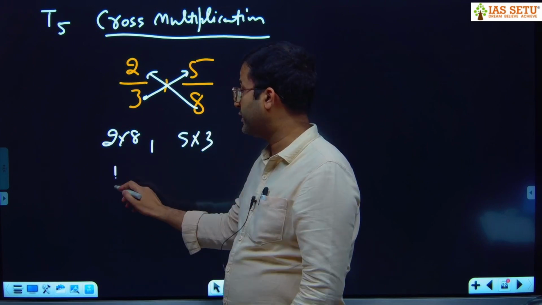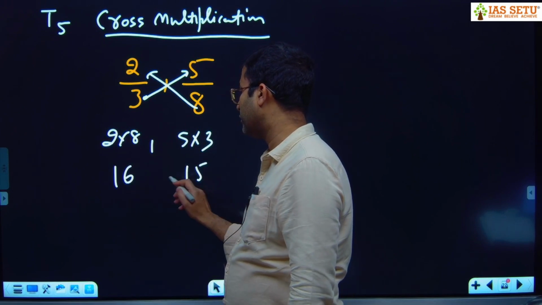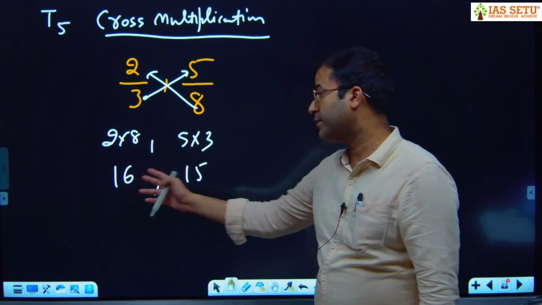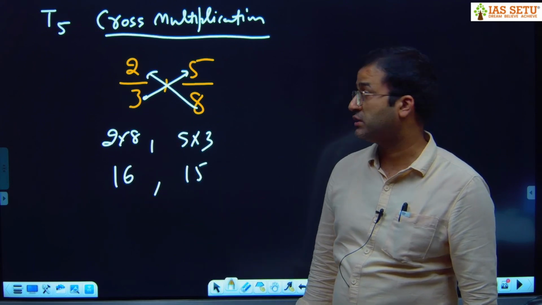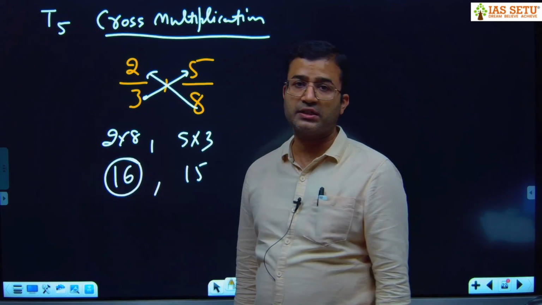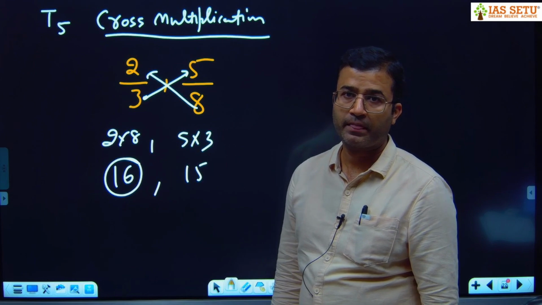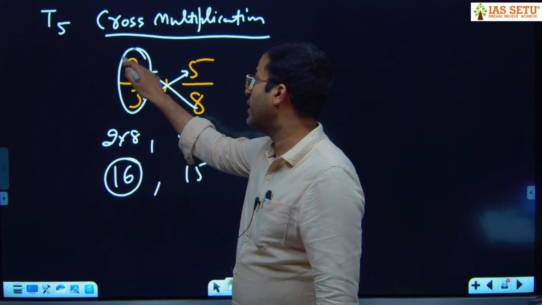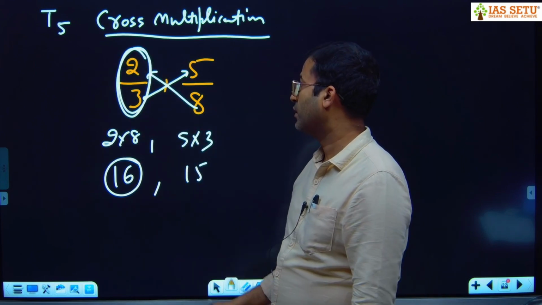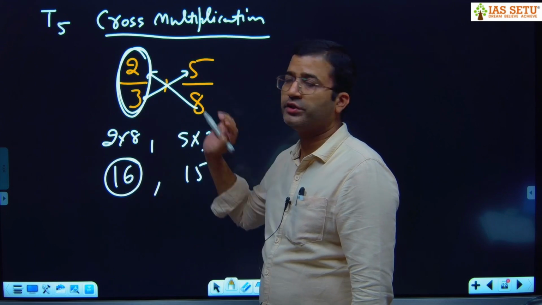What is 2 into 8? 16. What is 5 into 3? 15. So tell me, out of 16 and 15, which one is larger? 16 is larger. So here 2/3 is larger. If this is larger, then this is larger.